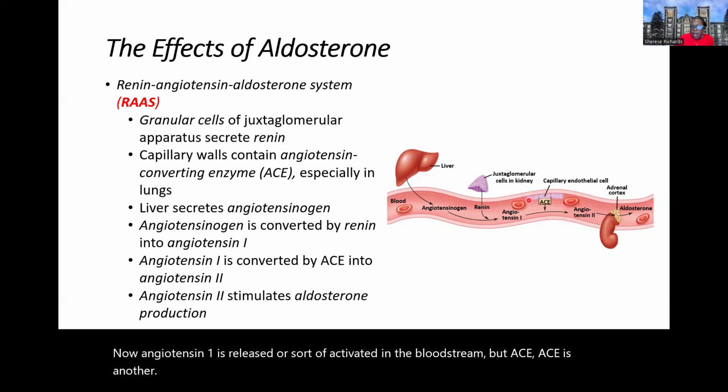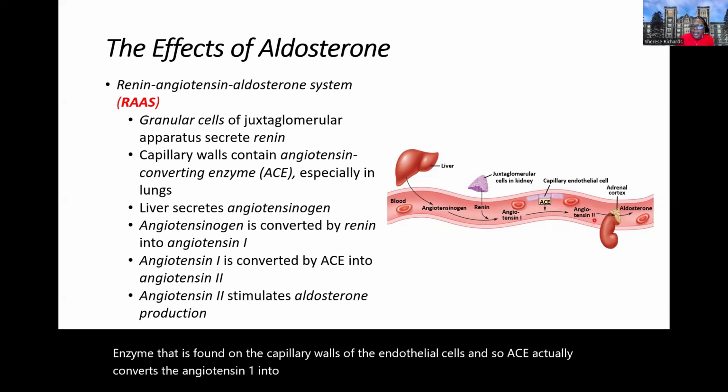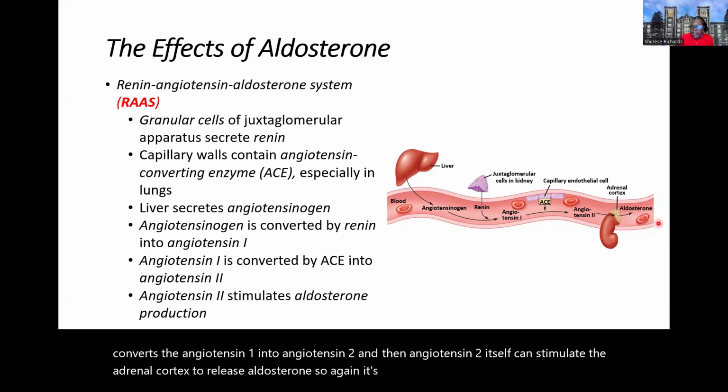Now, angiotensin 1 is released or sort of activated in the bloodstream, but ACE is another enzyme that is found on the capillary walls of the endothelial cells. And so ACE actually converts the angiotensin 1 into angiotensin 2, and then angiotensin 2 itself can stimulate the adrenal cortex to release aldosterone.